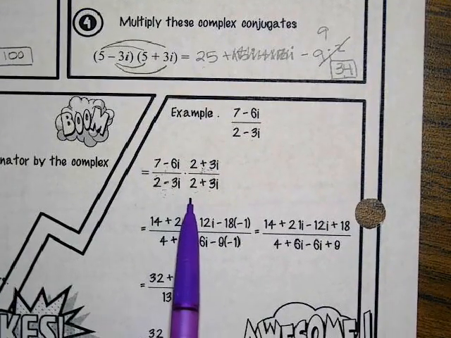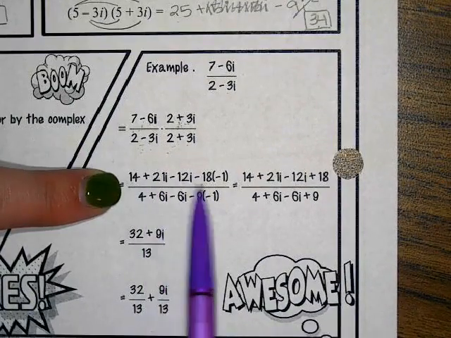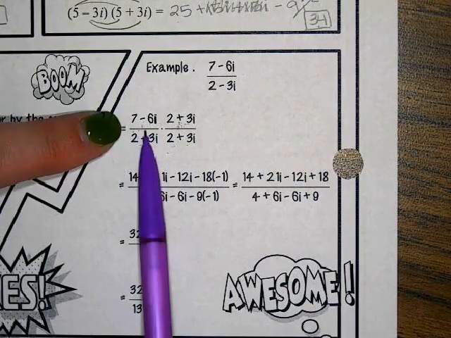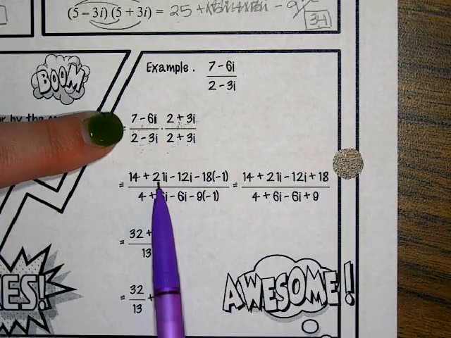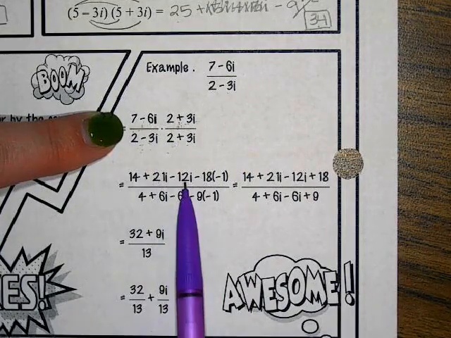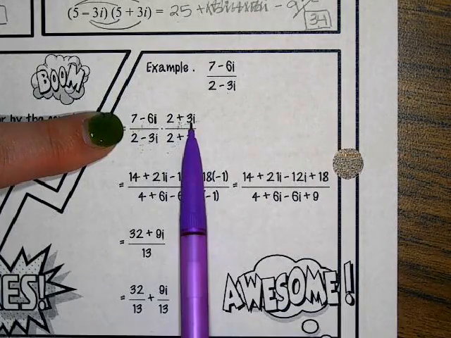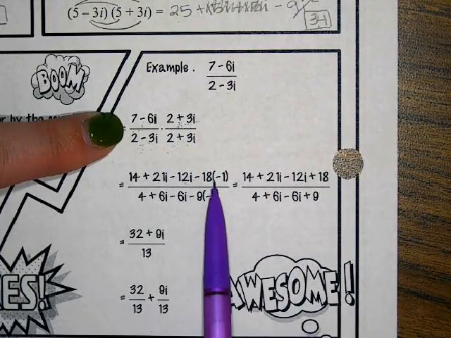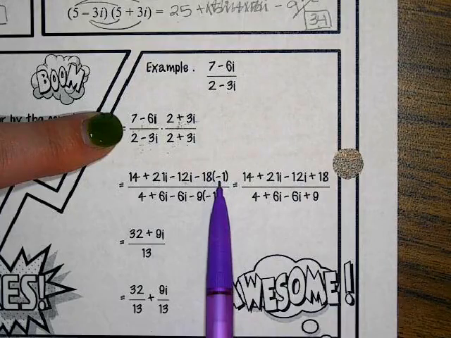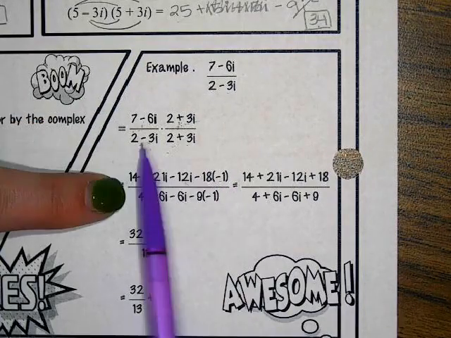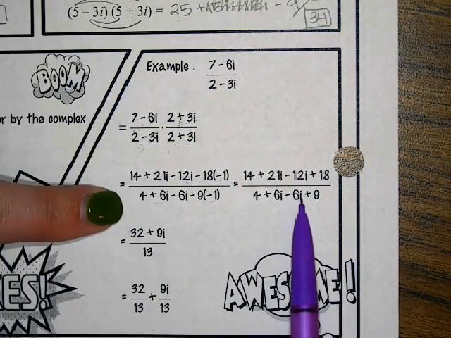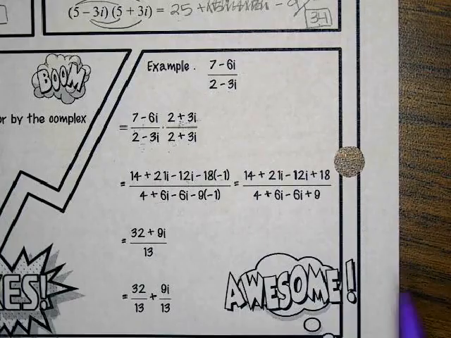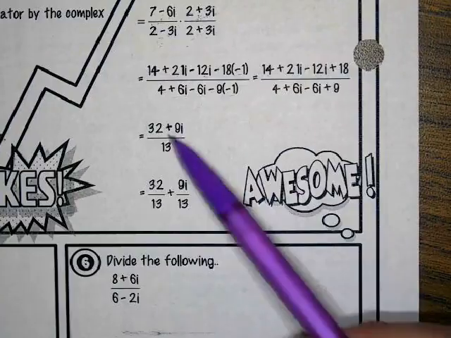So if you look at the example problem, you can see in the work that that's all they've done next, is they've FOILed these problems. FOILed the top, 7 times 2 is 14, 7 times 3i is 21i, negative 6 times 2 is negative 12i, negative 6 times positive 3 is negative 18i squared, and they did negative 18 times negative 1. And then they FOILed the bottom, they did the conjugate, and showed that work. Does that make sense? Okay. And then they simplified it, they combined their like terms and all of that.